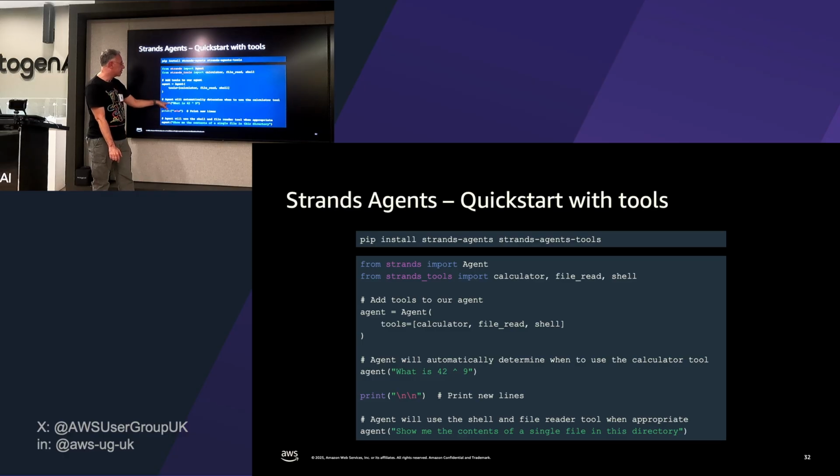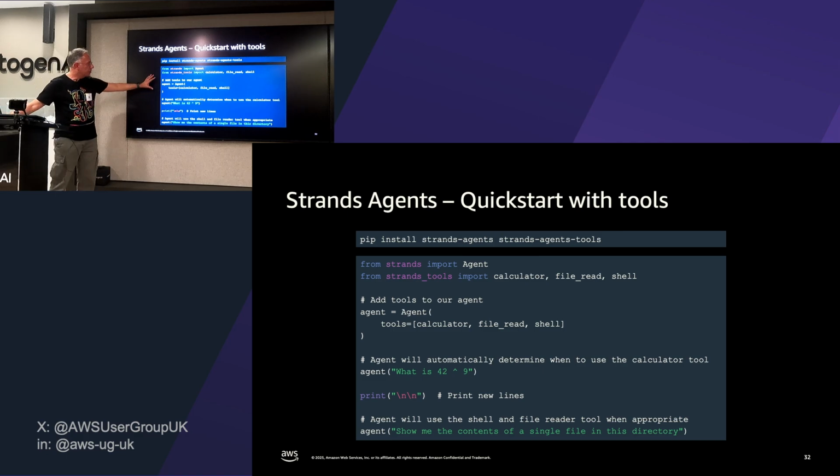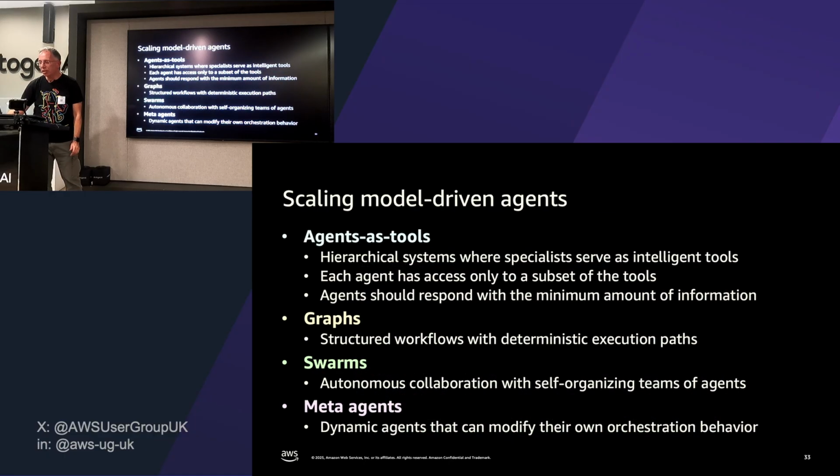And now I can ask something like, what is 42 to the 9th? And it will tell me that it's using hopefully the calculator tool, and I can also ask it to tell me the contents of a specific file in this directory. It will read it and maybe give me a summary of the content of the file. Very direct, very few lines of code, and you can create an agent.